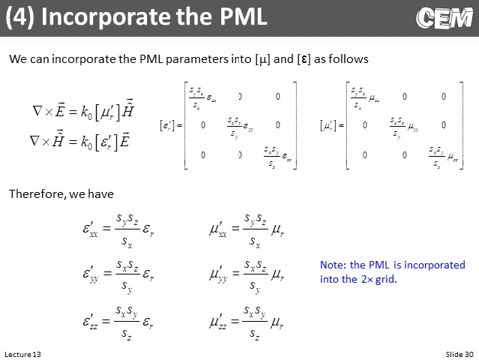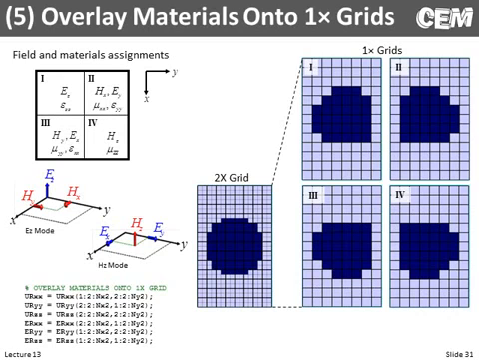And I like to calculate the PML on the 2x grid and incorporate it there. That way, we don't need to think about where the PML parameters need to be for the different components because they're in different physical locations. So I usually build the device on the 2x grid, incorporate the PML, and then parse it down to the 1x grid. So in fact, that's the next step. Incorporate the PMLs, then we parse it down to the 1x grid. And we talked about that earlier.